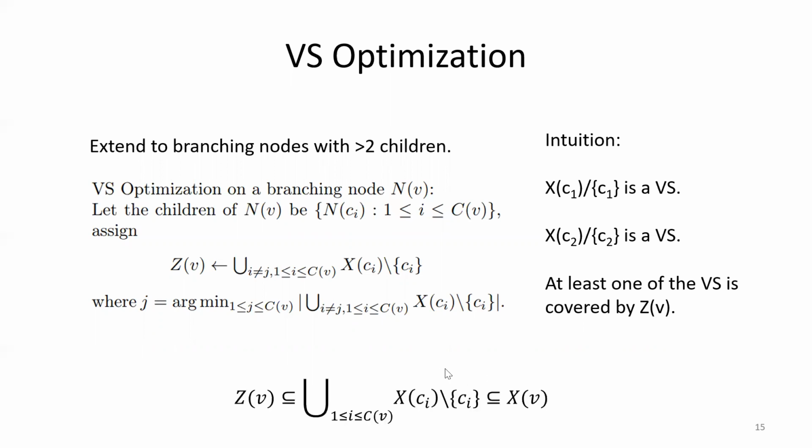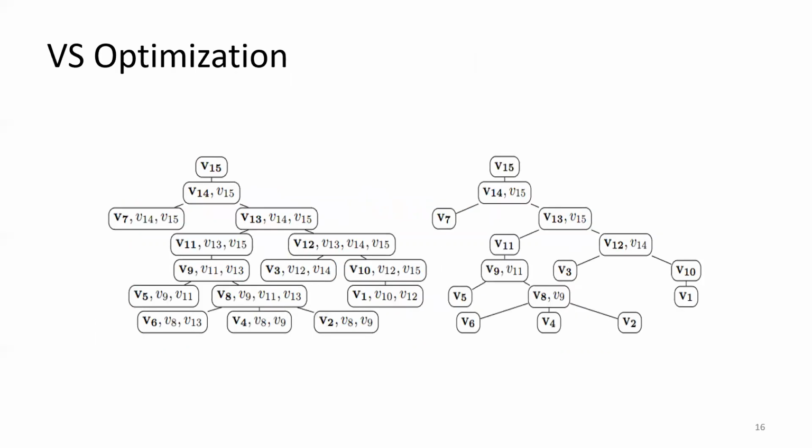Next, it's easy to see that JV is a subset of XV by this formula. Then we may have a smaller hop size. Here is the result after we apply the VS optimization on the left-hand side tree.